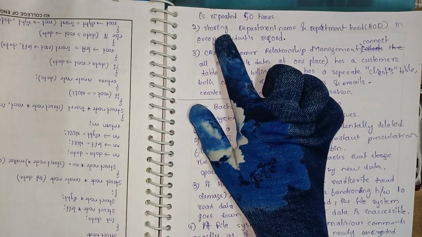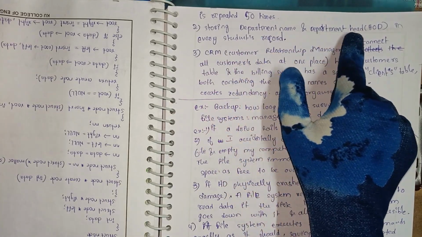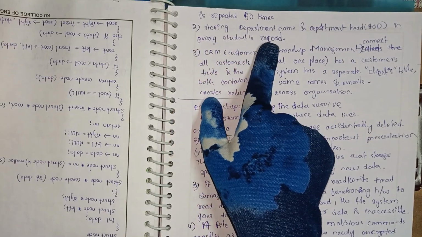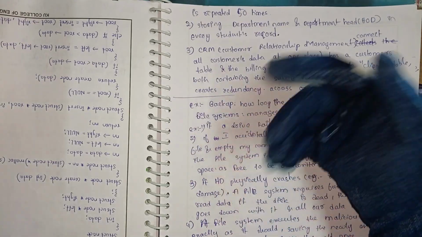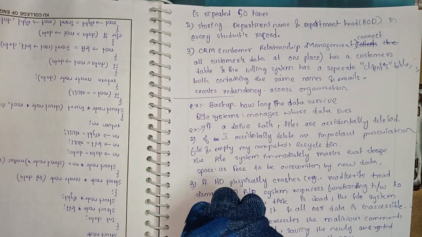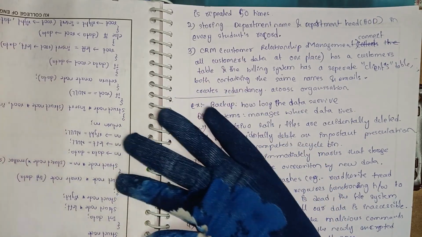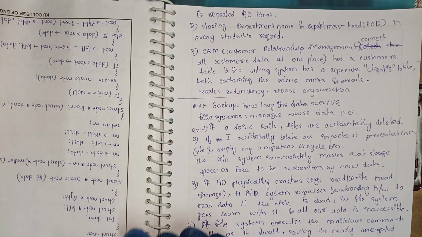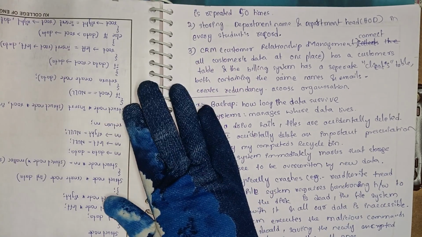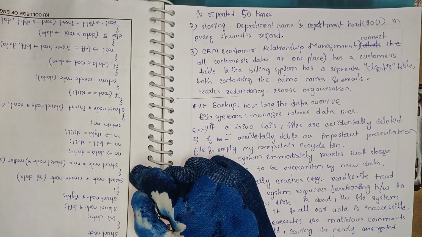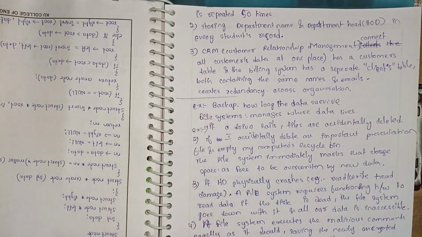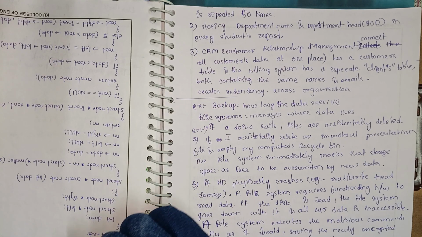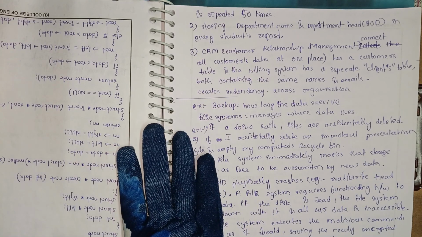And the second example, storing department name and department head, meaning HOD, head of the department, in every student's record. In schools and colleges we have a student's record which contains department name plus HOD name. So if the department name is CSC and the department head is XYZ, the department head and department name will not change.